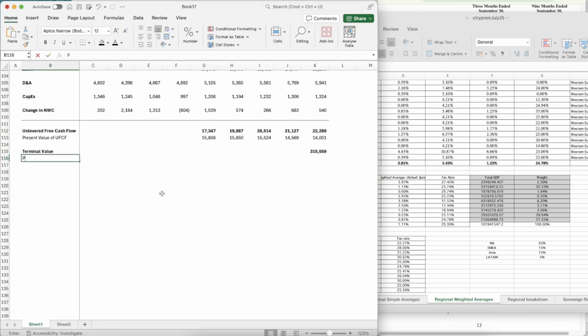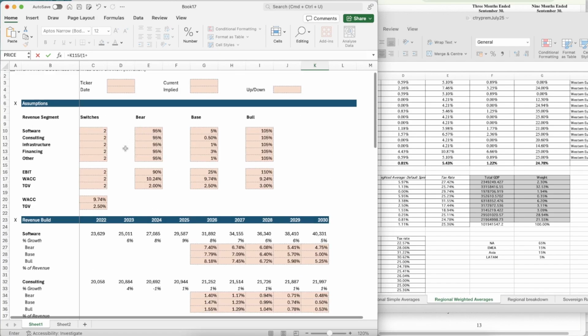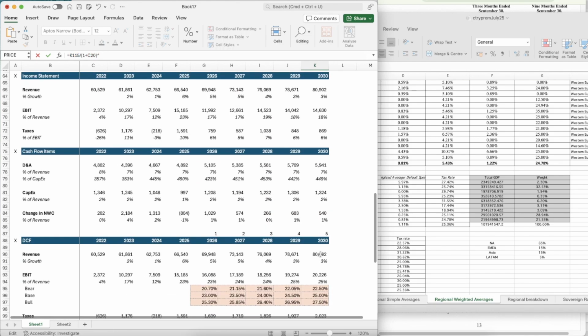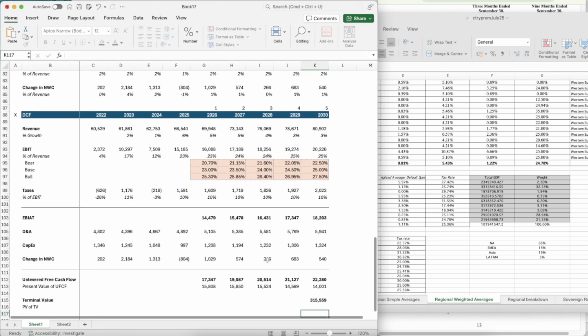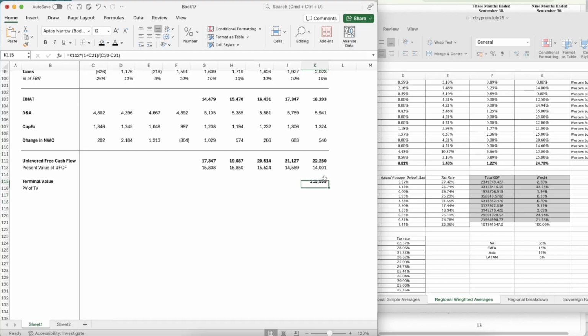Now, we want to work out the present value of the terminal value. It's always the same method. We just go the terminal value divided by 1 plus the WACC. You don't have to lock this in because we're only doing it once, to the power of the final year, 5. There we go.